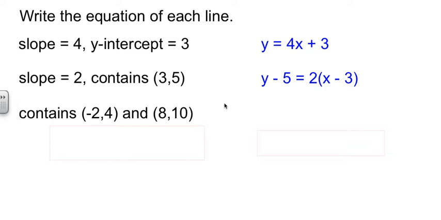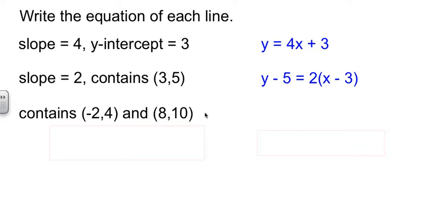Now, since they didn't specify that I have to go further, I can stop right here. If you really like slope-intercept form and you want to get there, distribute the 2, add the 5, you would end up with y equals 2x minus 1 as your final equation. That's if you wanted to continue and go further. If they don't tell you to, you don't have to.